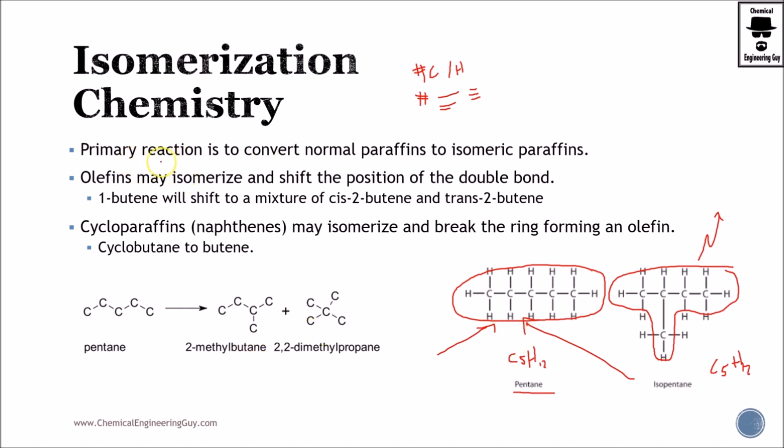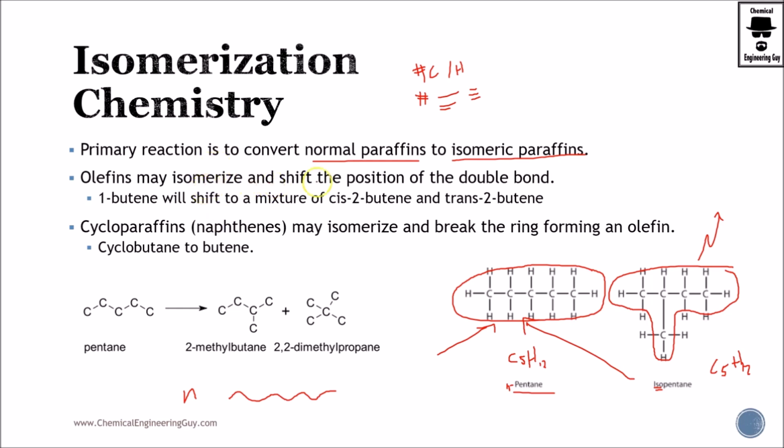So here we go. The primary reaction is to convert normal paraffins. Remember, normal stands for linear. This is N-pentane actually. When we say pentane, we cannot know which one it is. We need to state either N-pentane, isopentane, or sec-pentane, and so on, to isomeric paraffins. Isomeric, as the name implies, has an iso branch.